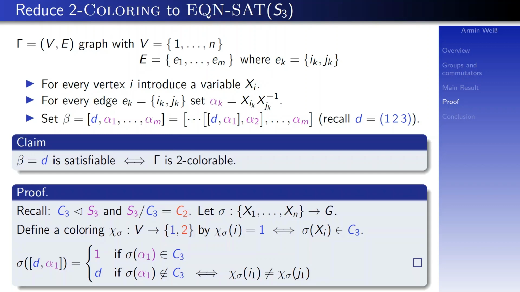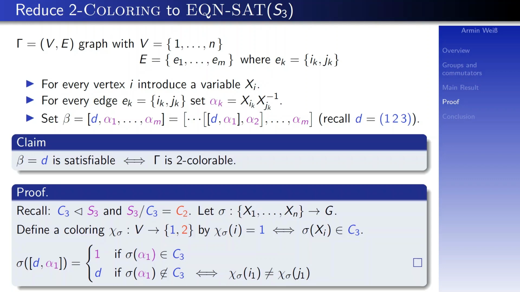And now we just apply induction. So the whole commutator will be non-identity if and only if all edges are colored correctly. And otherwise, if there's one edge which is not colored correctly, then the whole commutator will collapse and be 1. So this shows the reduction.